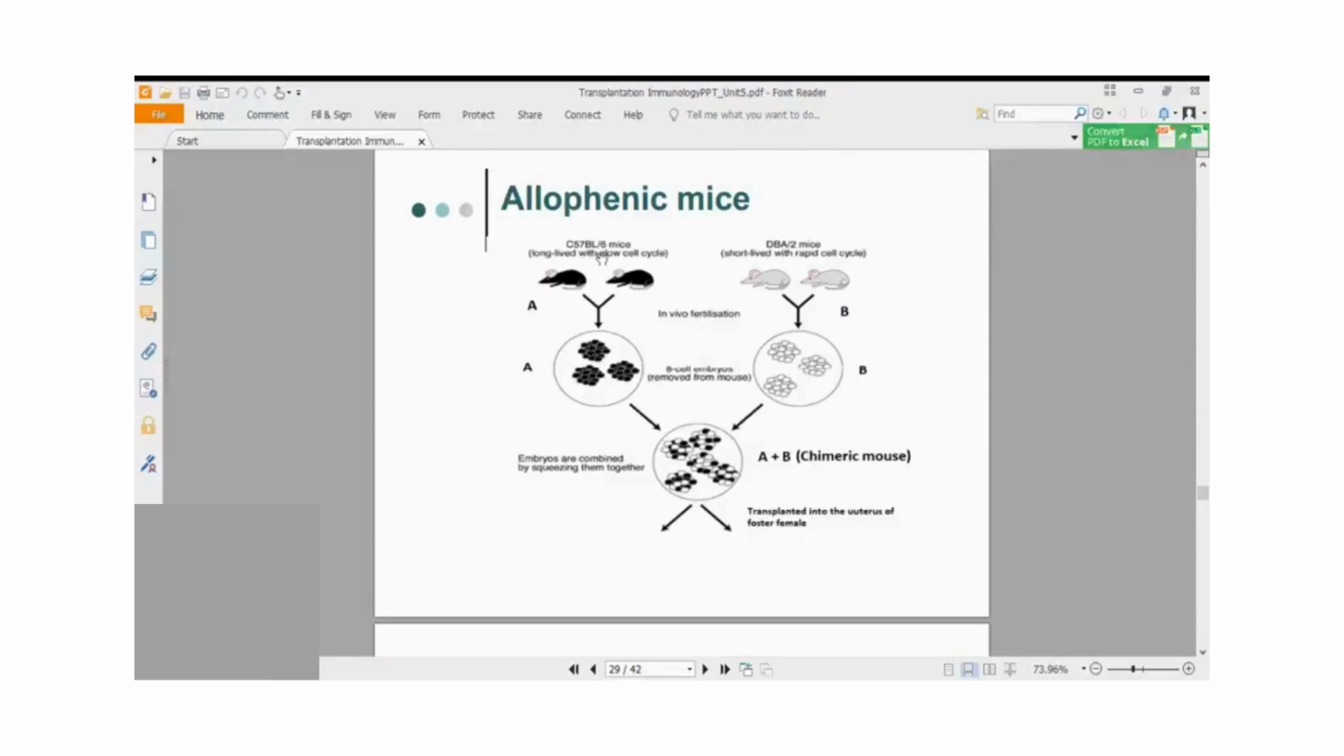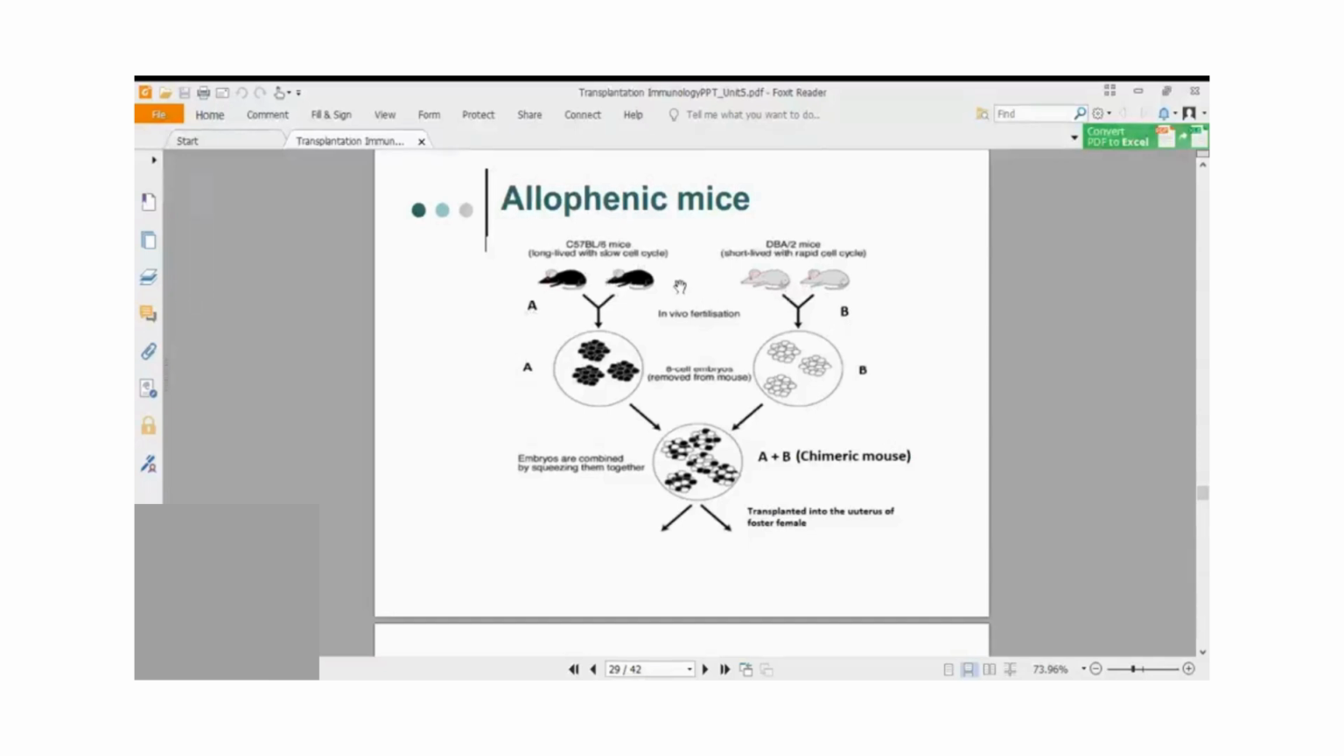Let us consider the C57BL mice, that is black mice, as A strain, and DBA2 mice, that is albino mice, as B strain, for our simple understanding purpose. Once we mention the genetic constitution of the mice, it is more than sufficient. Then you can use the code as A and B strain. That becomes easier for understanding.